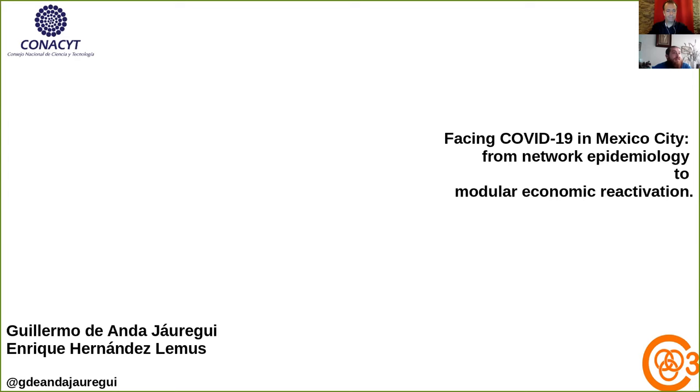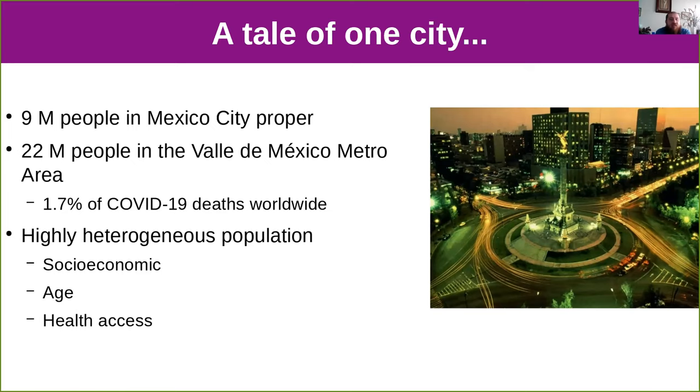So, a little bit about Mexico City. There are 9 million people living within the boundaries of Mexico City proper, and about 22 million people in the general Valley of Mexico metropolitan area. While I was preparing these slides, I found out that unfortunately about 1.7% of all worldwide deaths due to COVID were residents of Mexico City, which is alarming to us.